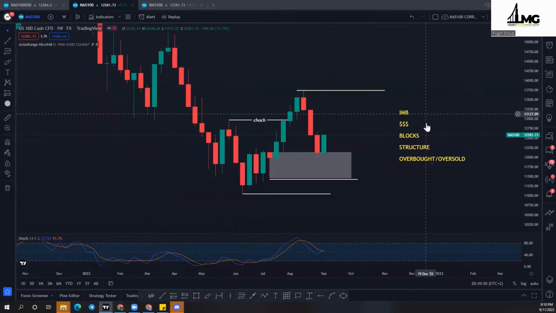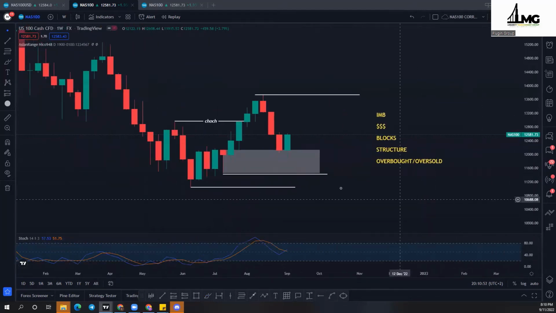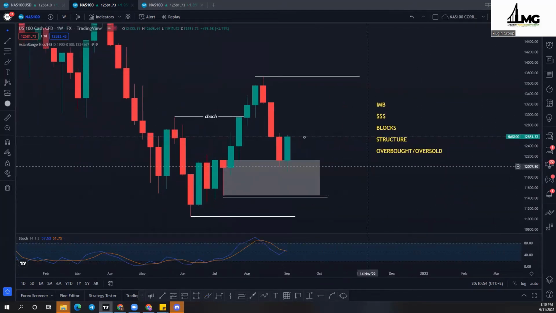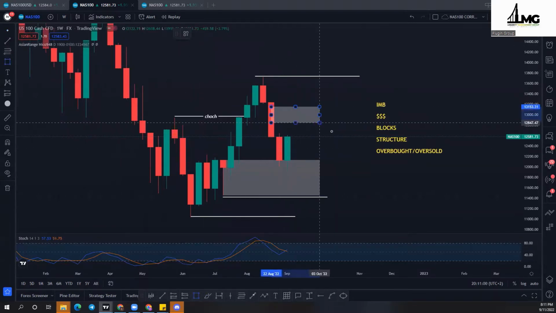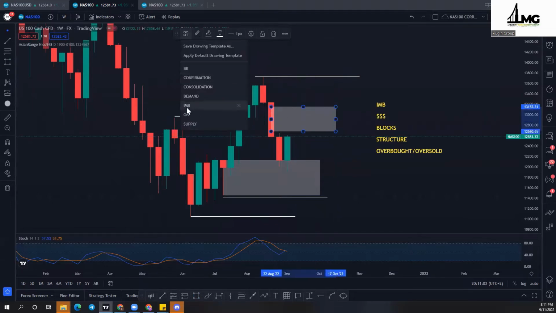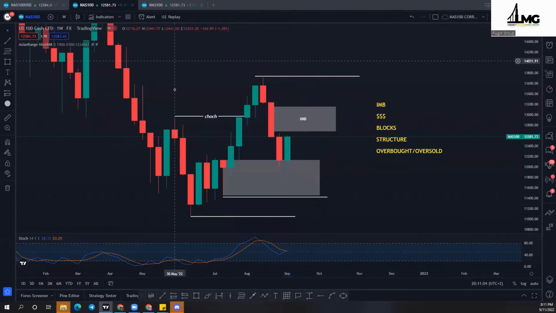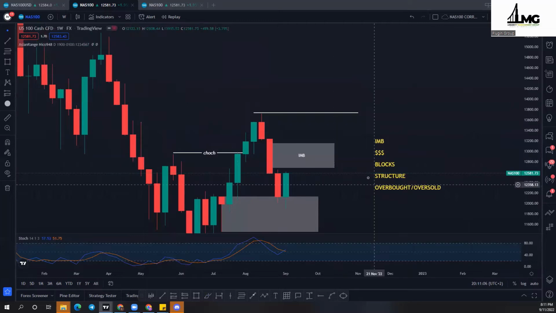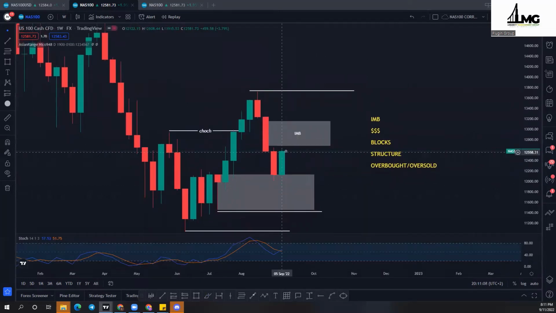So there are a couple of reasons that I want to put together in terms of why price should go to the upside, right? So there's some imbalance that has been left behind, which is this right here. So we've got some good imbalance that has been left that price needs to mitigate. So I look at imbalance. Imbalance is the first reason, that first confluence for price to go to the upside.